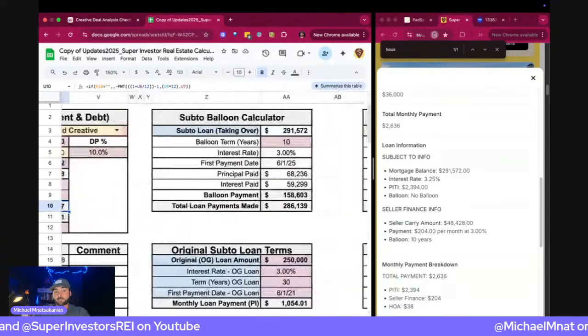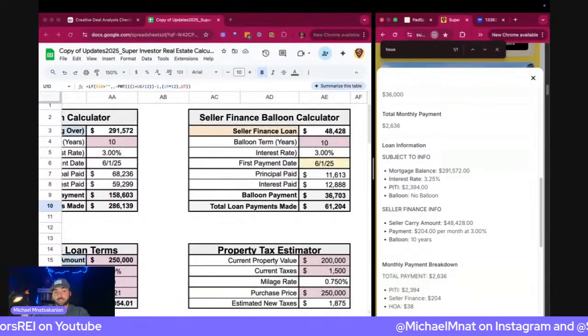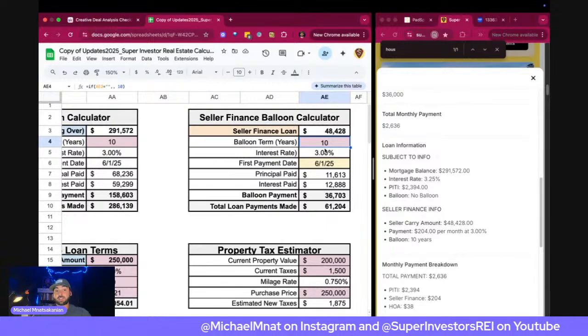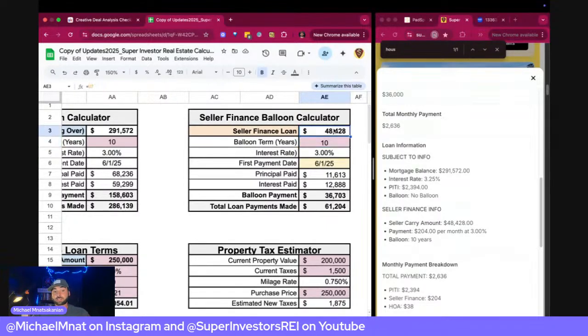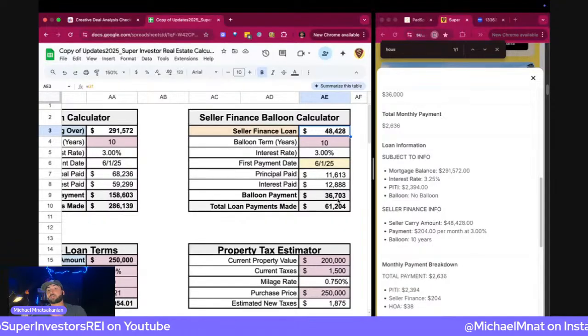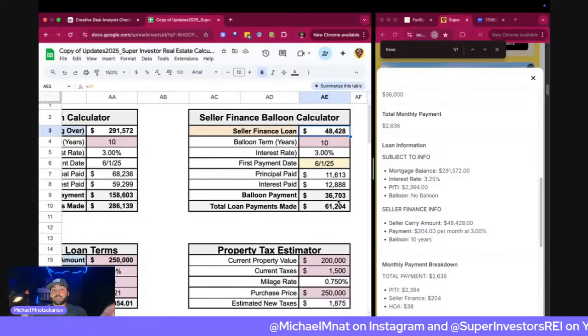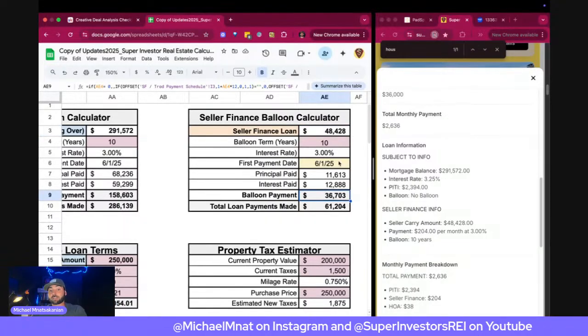One thing I want to add is because there's a balloon in 10 years on this 48,000, I already had this set at 10 years. It's saying if your first payment was June 1st, 2025, in 10 years, the 48,000, you would have $36,000 remaining of that loan to pay off, right? Even though you're making these payments each month, that's how much you're going to have to pay off in 10 years of that original loan amount. That's how much is left to pay off.